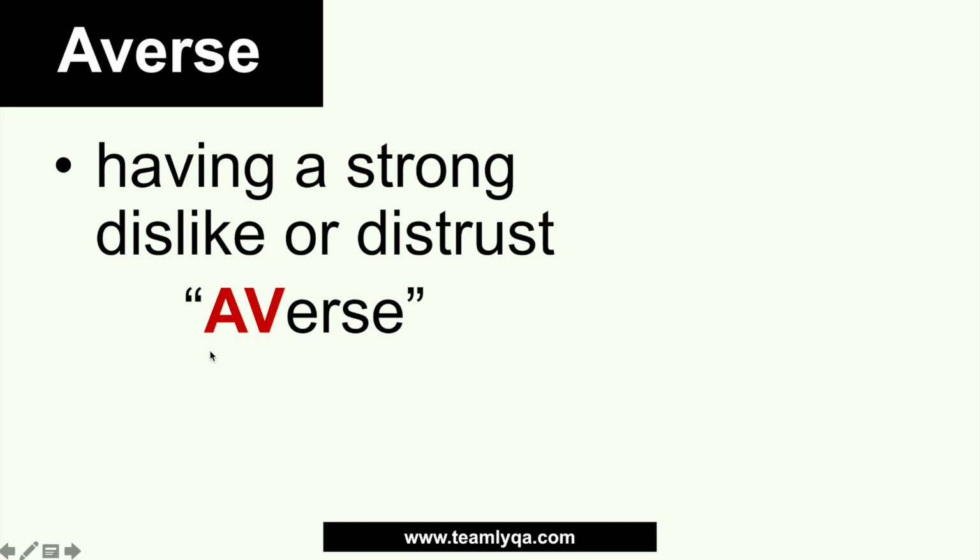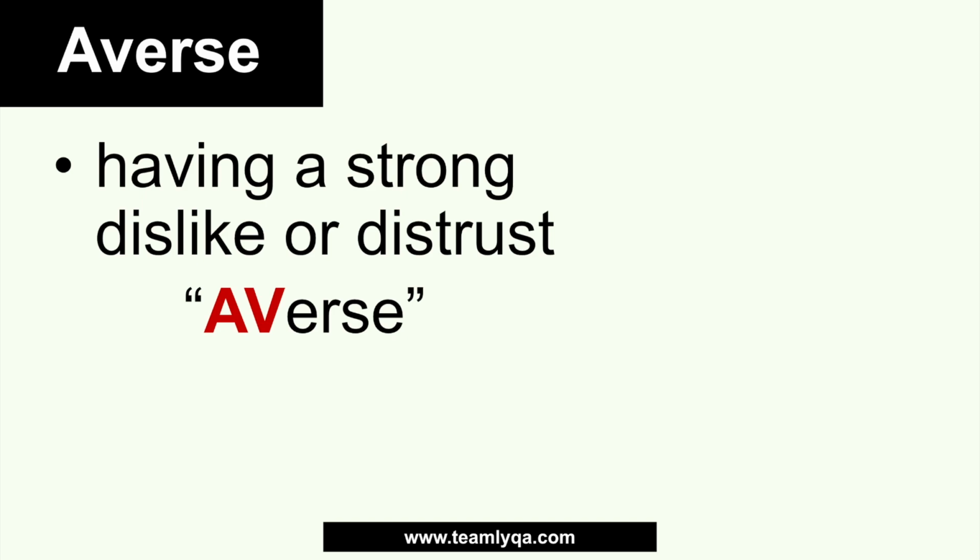You can focus on the AV part. Okay? Kasi when you have something na ayaw mo or hindi mo gusto, you avoid it. So, yun yung pinaka-share niya na prefix, yung AV. Avoid. Averse. So, if something is something that you want to avoid, ayaw mo siya, gusto mo siyang iwasan dahil you have a strong dislike for it or distrust for it, then it's averse. But if it's bad for you, it's adverse.